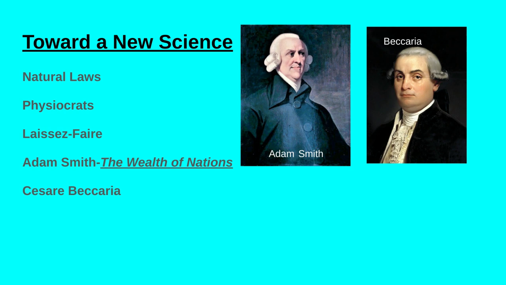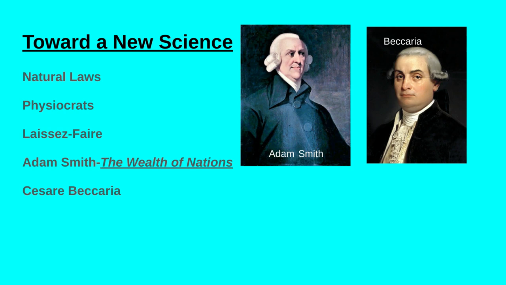Government's responsibility should be to protect society from invasion, so provide an army, defend the citizens from injustice by giving us the police and all the other governmental agencies that do provide justice for us, and keeping up certain public works such as roads and canals. So those were the three basic roles that government should have according to Adam Smith.